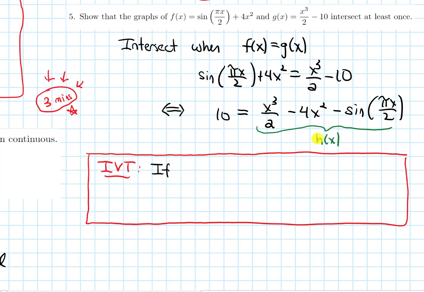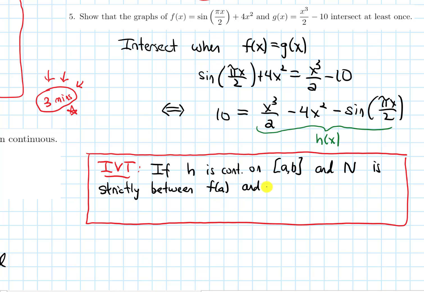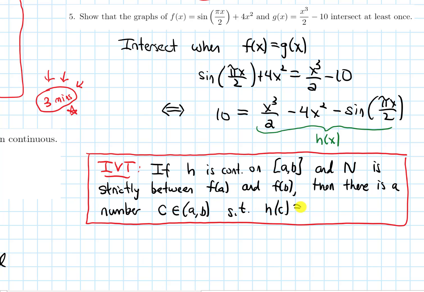If I'm going to use the function h, because that's what I'm calling my function here. If h is continuous on a closed interval from a to b, and n is a number that is strictly between h of a and h of b, then there is a number c which is in the open interval from a to b such that h of c is equal to n.